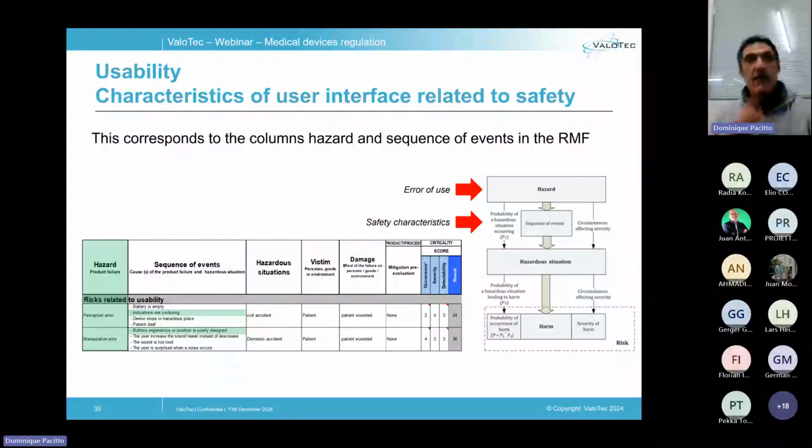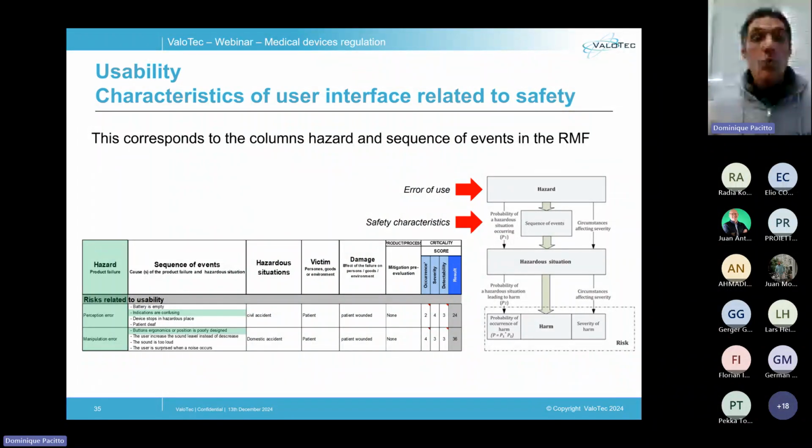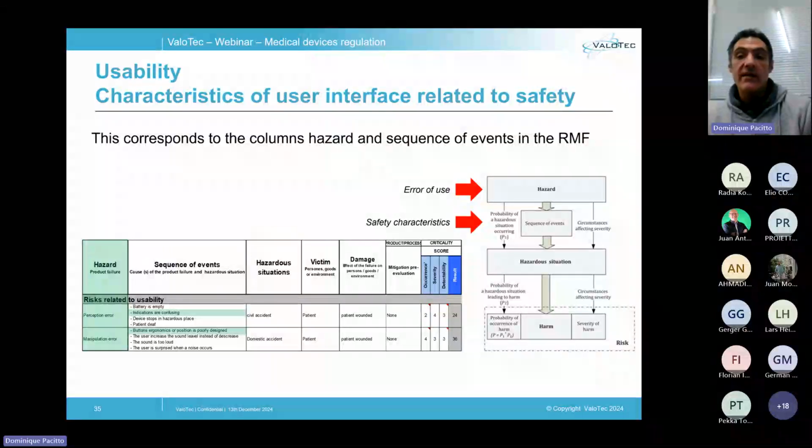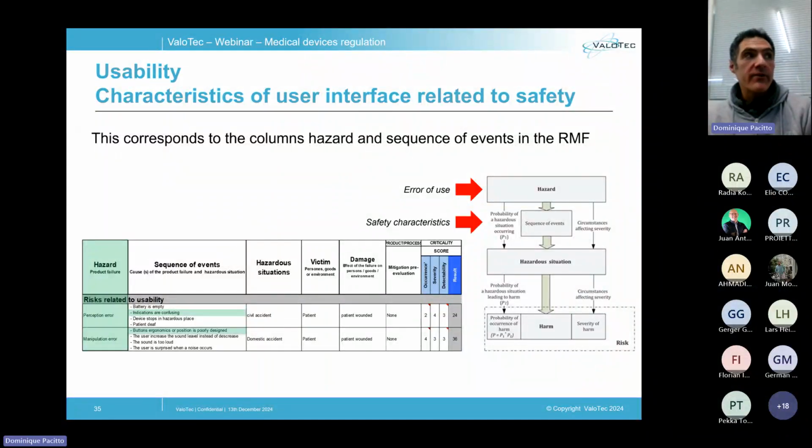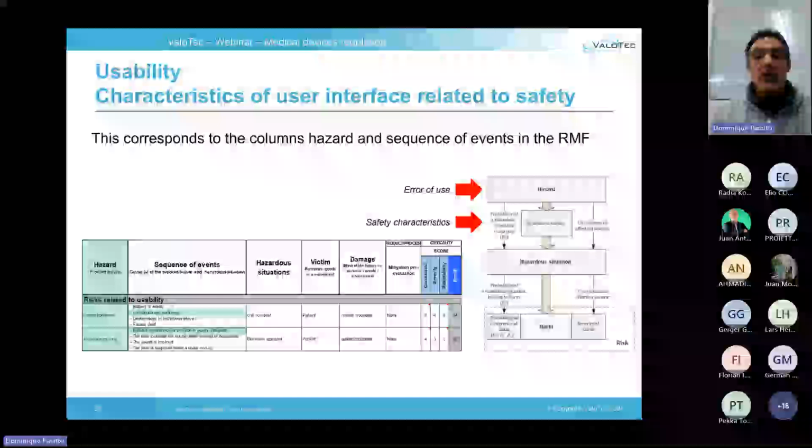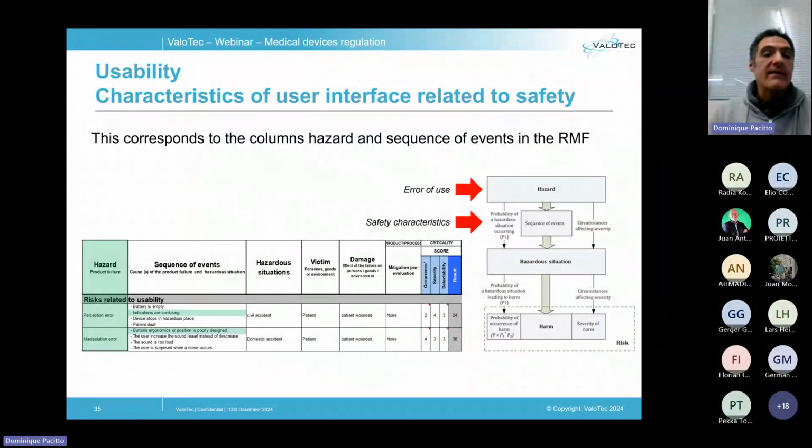If we link this part with what we saw during the risk management section, we realize that the identification of the safety characteristics of the user interface are the events composing the sequence of events, and the use error corresponds to the identification of the hazard. So the table here is the risk management table of the cochlear implant. This is an implant that people with severe hearing loss have to access sounds. So in the table, I just give you two examples.